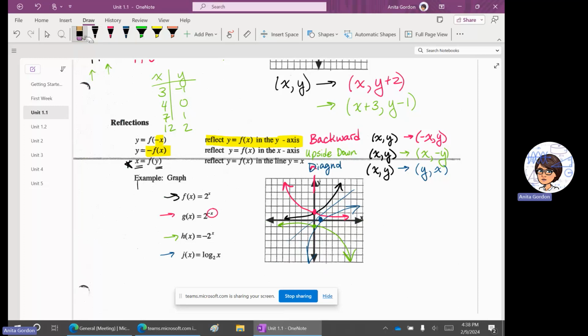Actually, sorry, it's not going to cross the y-axis. Let me draw a better line. There we go. So this is flipped over on the diagonal. So you can see the 3 types of reflections that we can do. Okay, so where we put the negative matters in terms of is it backwards or is it upside down. In order to flip it on the diagonal, we are exchanging the positions of x and y and resolving for y.